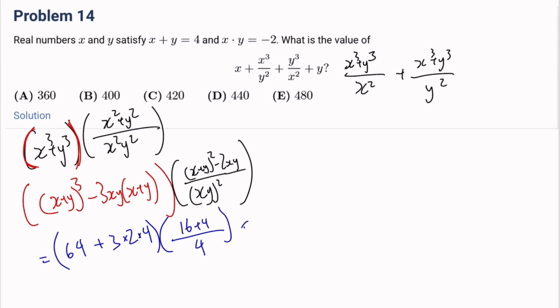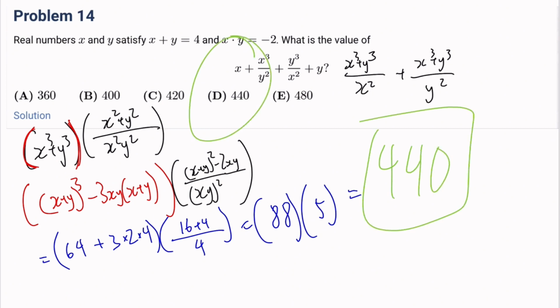This gives us 64 plus 8 times 3, so that's 24, so 64 plus 24 equals 88. This is 88 times 4 over 20, which is 5. So this is 88 times 5. This is 440. So the answer is D.